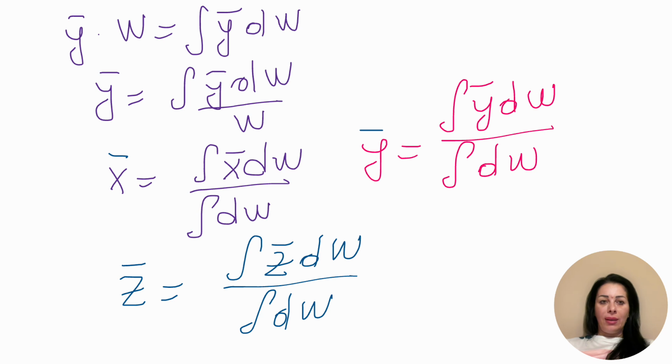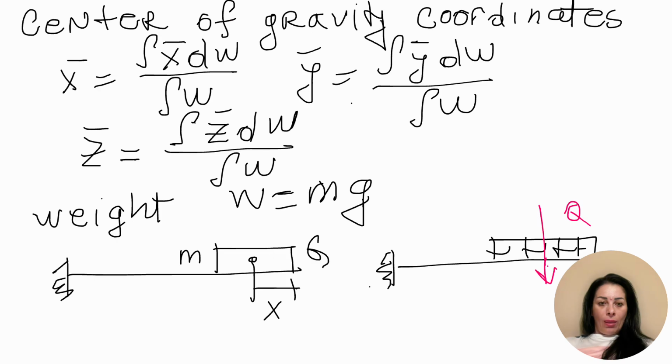So how to determine the centroid here? If we have that moment is y bar times W, which is the integral of y bar dW, then our y bar will be the integral of y bar dW over the integral of dW. It's the same for all other axes, so you will have x bar to be the integral of x bar dW over the integral of dW, and for z bar you have the integral of z bar dW over the integral of dW.